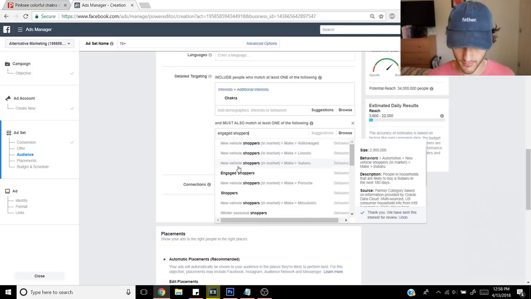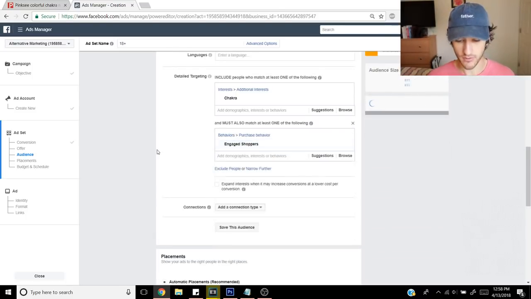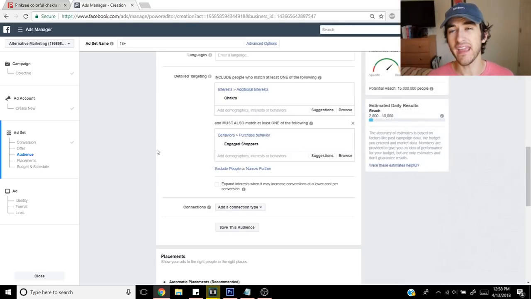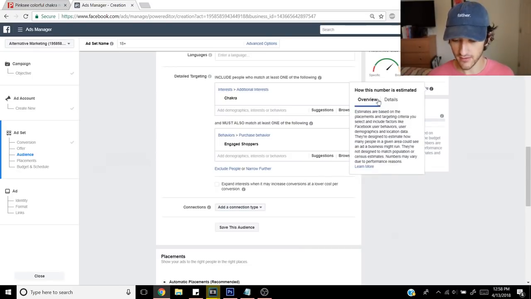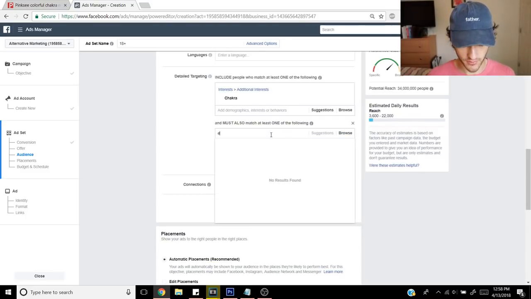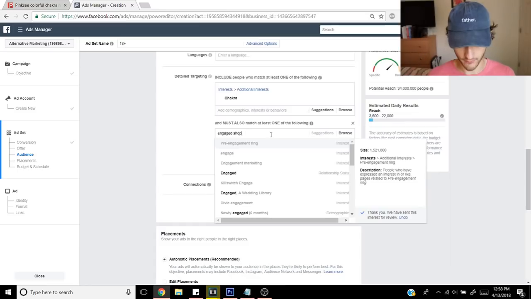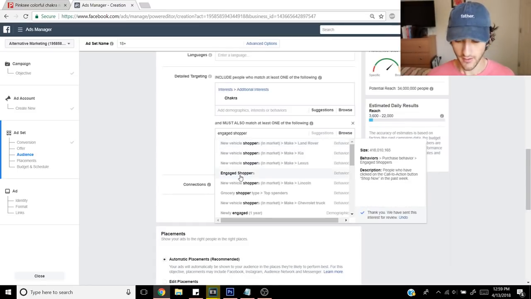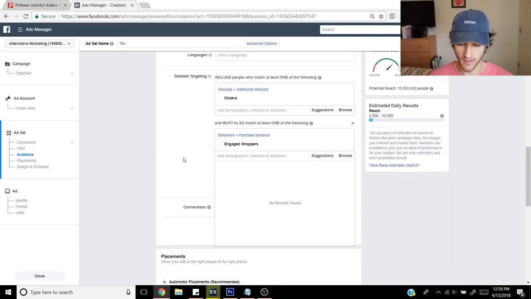God, I can't type. And what happens when you limit it by engaged shoppers is now the ad is only showing to people that have actually shown intent to purchase from advertisements before. So as you can see, it's 15. If I take it off, it's 34 million. So it reduced it almost by half, which is fantastic. So this is definitely a lot more targeted.